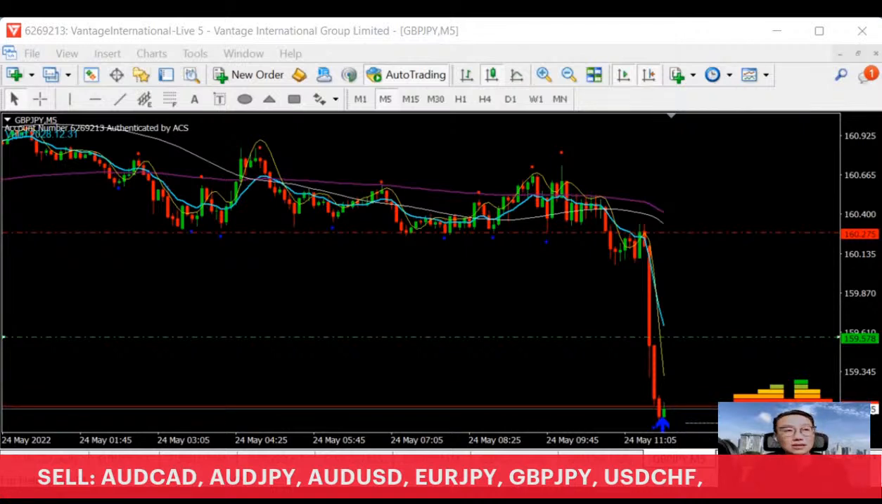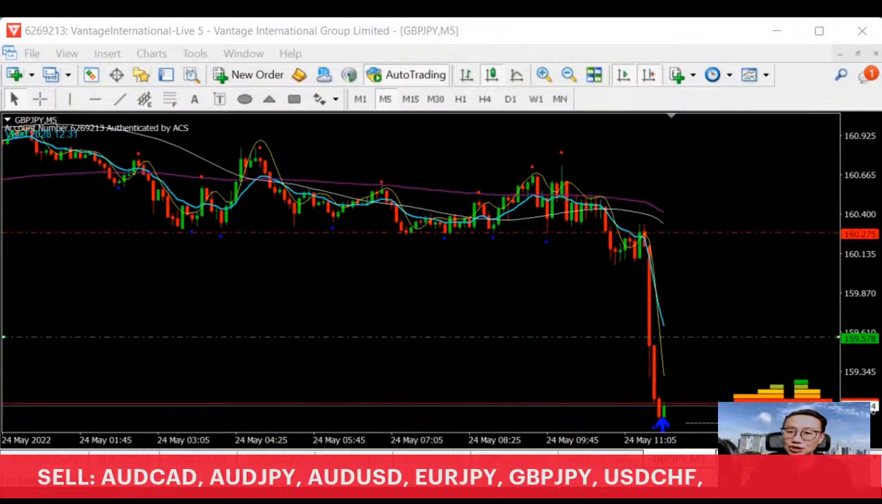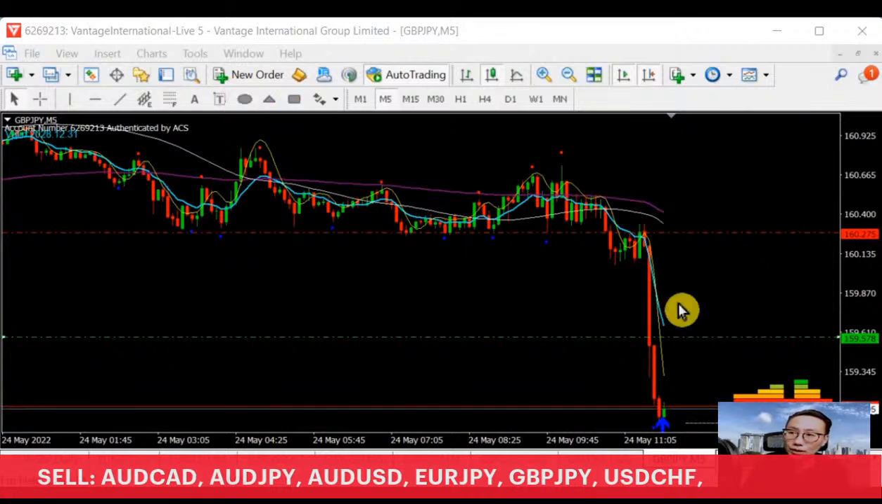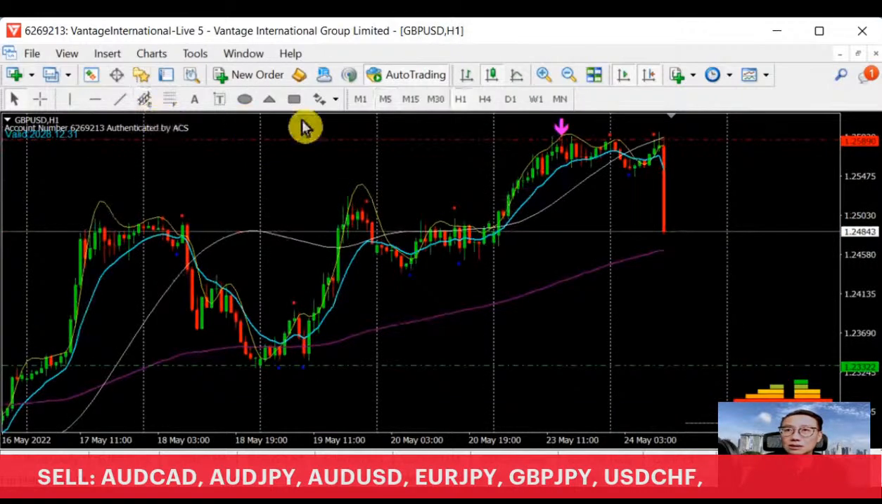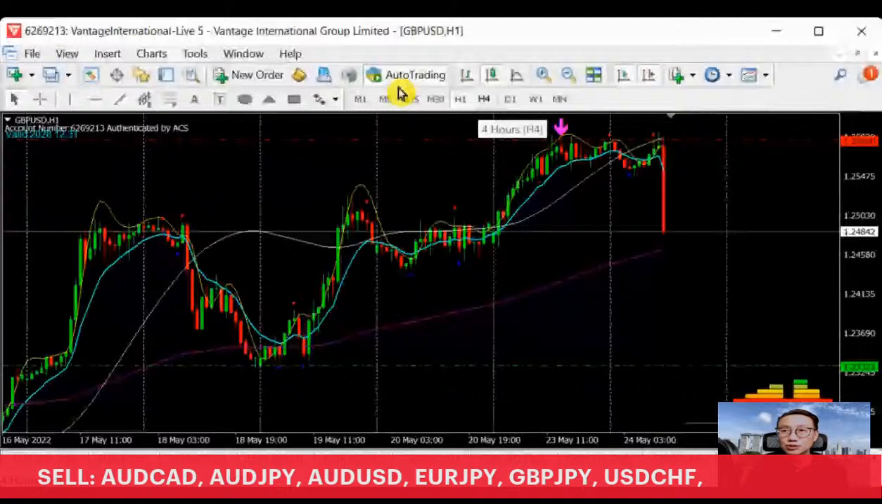So once again, over here, are we going to continue to chase the profits in pound yen? I would say no. Don't do that anymore. I think that is pretty good already.